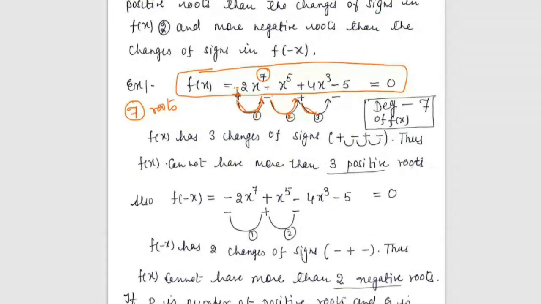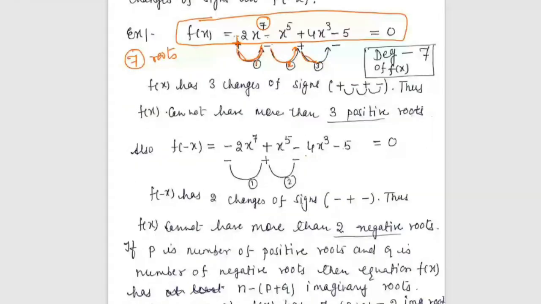Now, what do we do? Suppose we are changing the sign, f of minus x. I'm changing the sign of x in f of minus x. So if you are changing the sign, here you will get minus 2x to the power 7, because it is an odd degree. Again here, minus x to the power 5 becomes plus, and then 4x cubed becomes minus, and this is minus. Now just check the changes here. Negative to positive, mark one change. Negative to positive, one change.